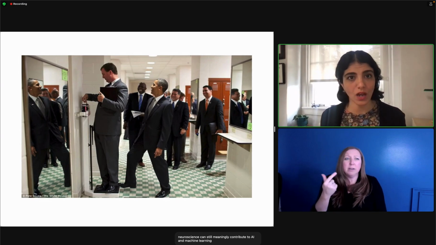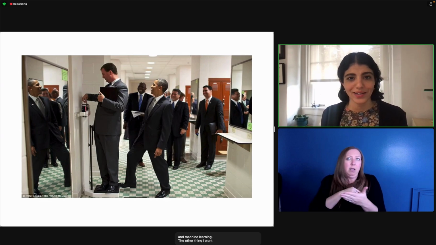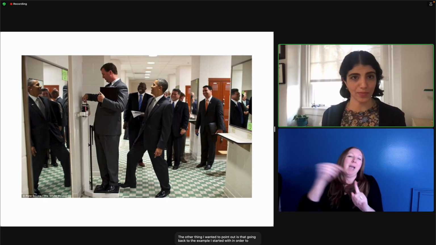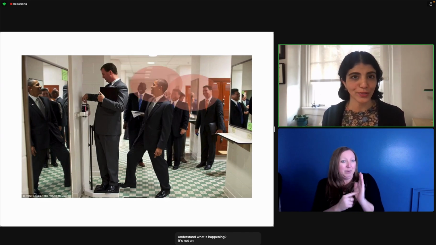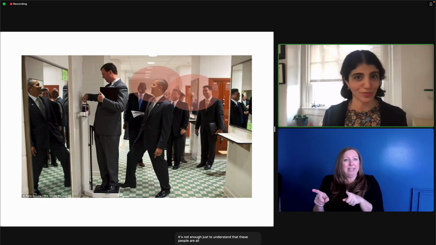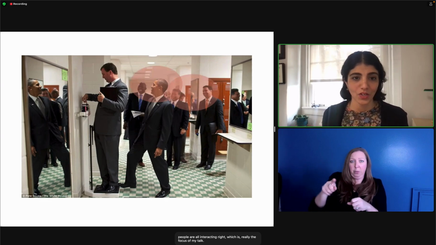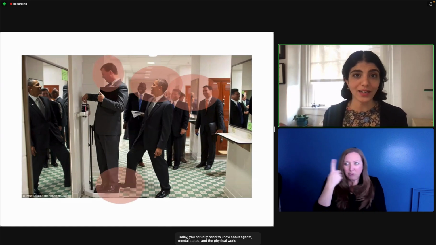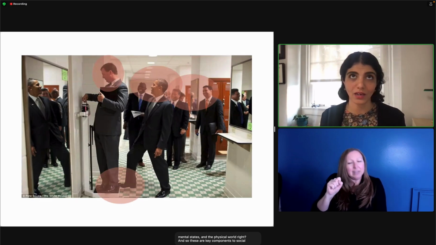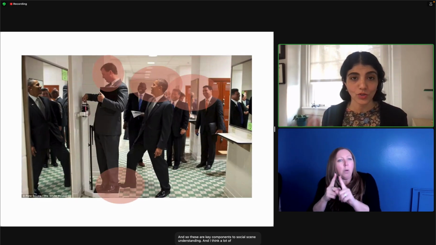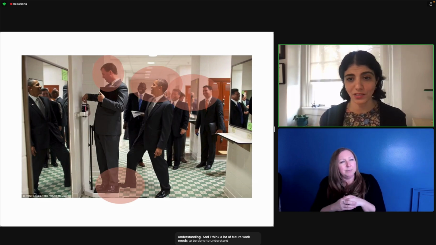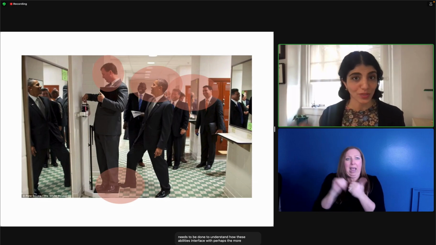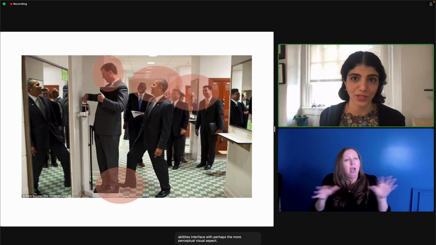The other thing I wanted to point out is that, going back to this example I started with, in order to understand what's happening, it's not enough just to understand that these people are all interacting, right, which was really the focus of my talk today. You actually need to know about agents' mental states and the physical world, right? And so these are key components to social scene understanding, and I think a lot of future work needs to be done to understand how these abilities interface with perhaps the more perceptual, visual aspects of scene understanding.